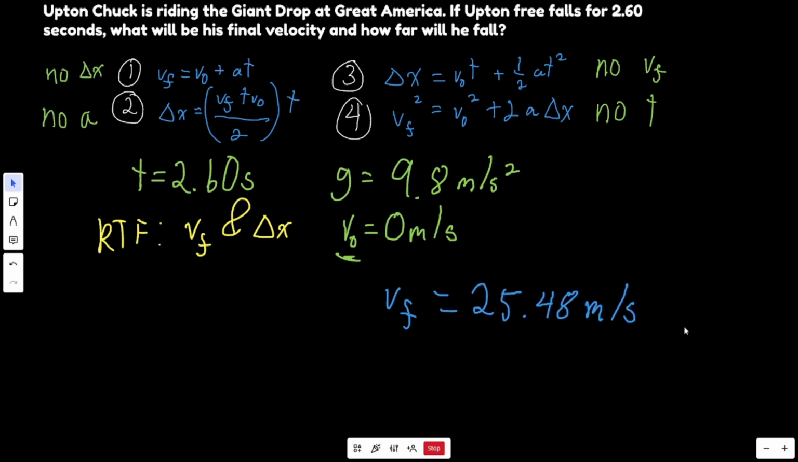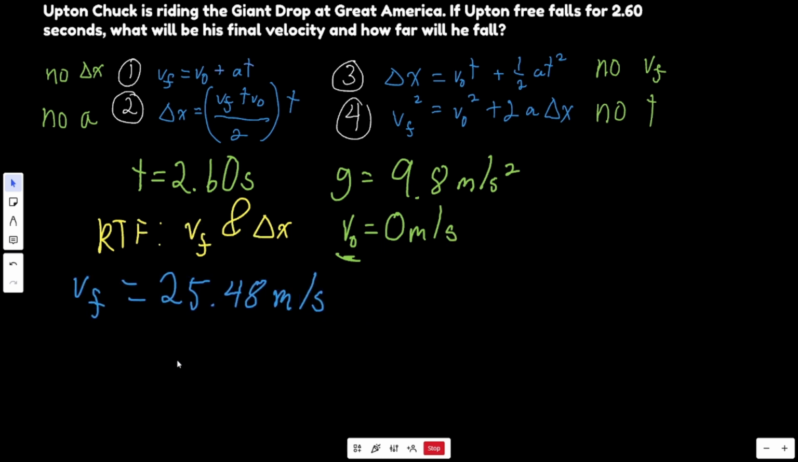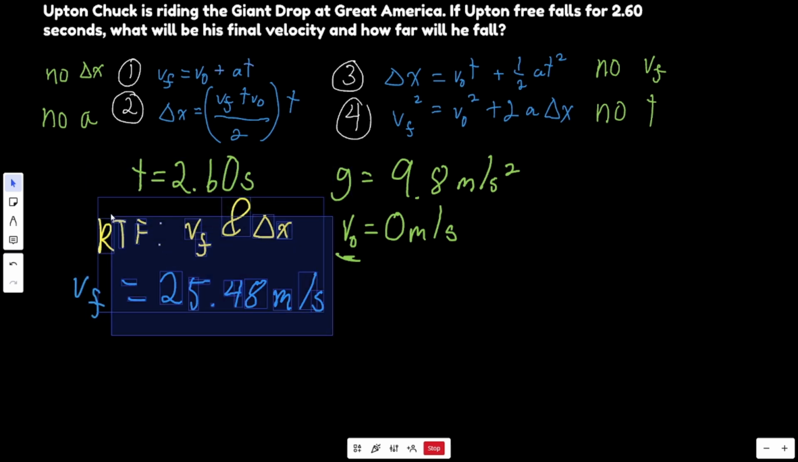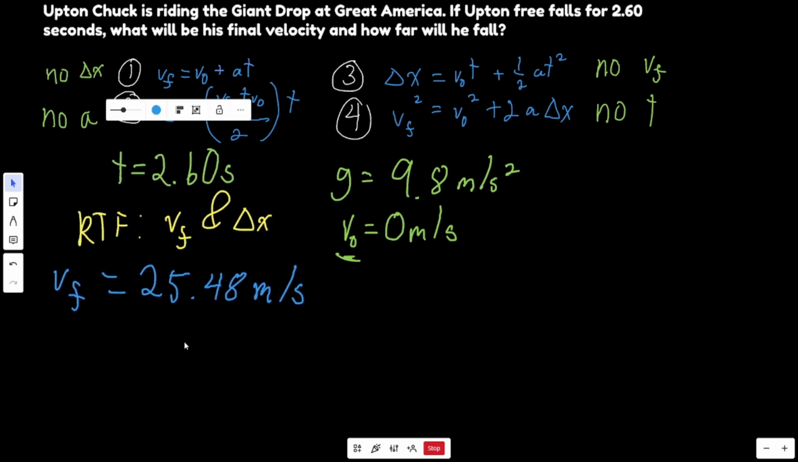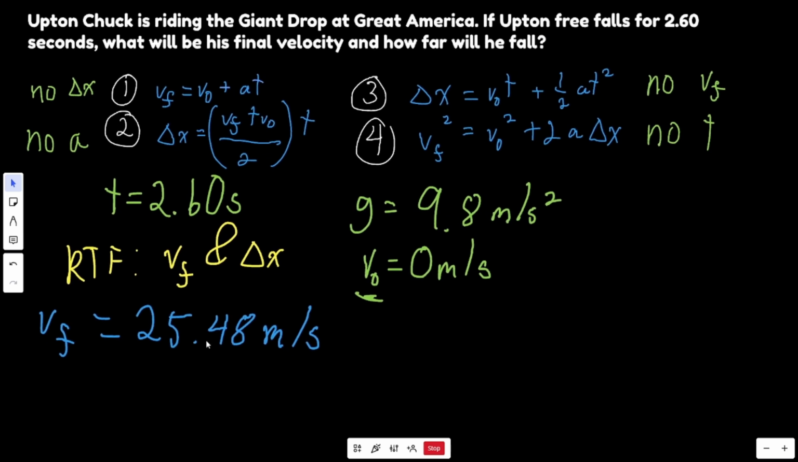Oh, don't forget to round off. So let's round off here at the required to find portion. Rounding off again uses significant figures, so check which measurement is the least accurate or has the least significant figures. Since we have 3, that means we have to round off to the third significant figure. So 25.48 becomes 25.5 meters per second.